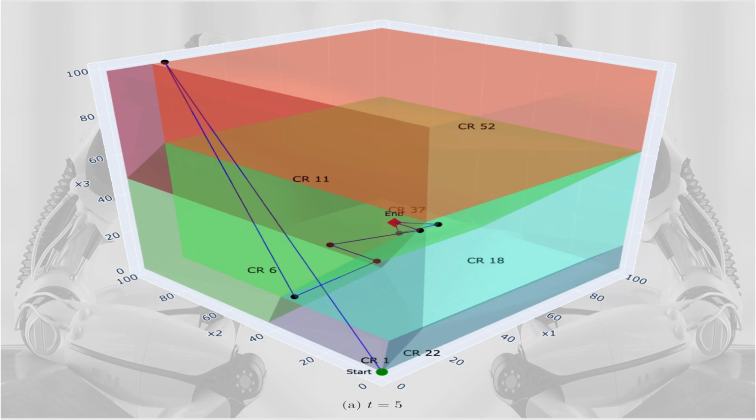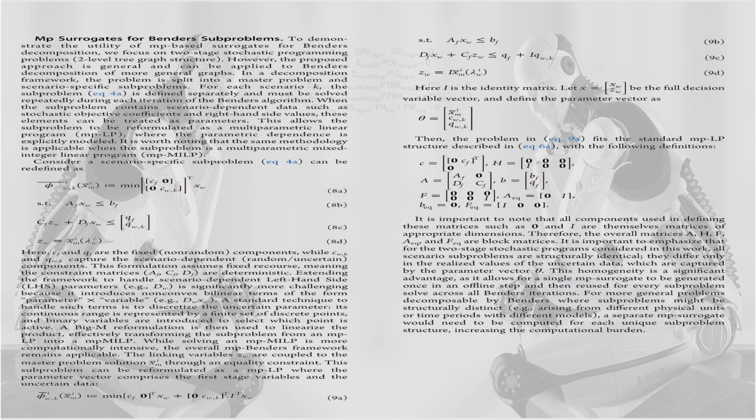The graph shows the decision trajectory in the space of critical regions for time step 5, using BD single cuts. To demonstrate the usefulness of MP surrogates for BD, we focus on two-stage stochastic programming problems and the two-level tree graph structure. However, the proposed approach is general and can be applied to more general graphs.